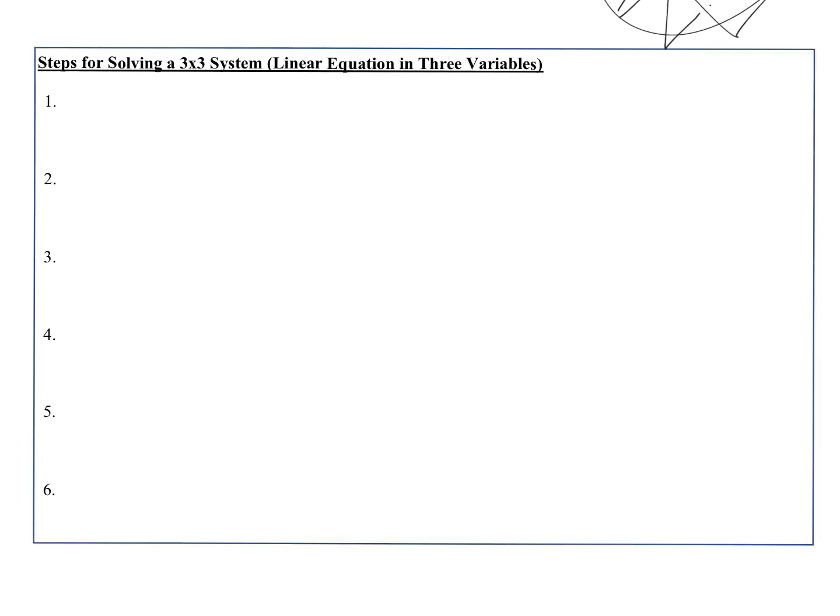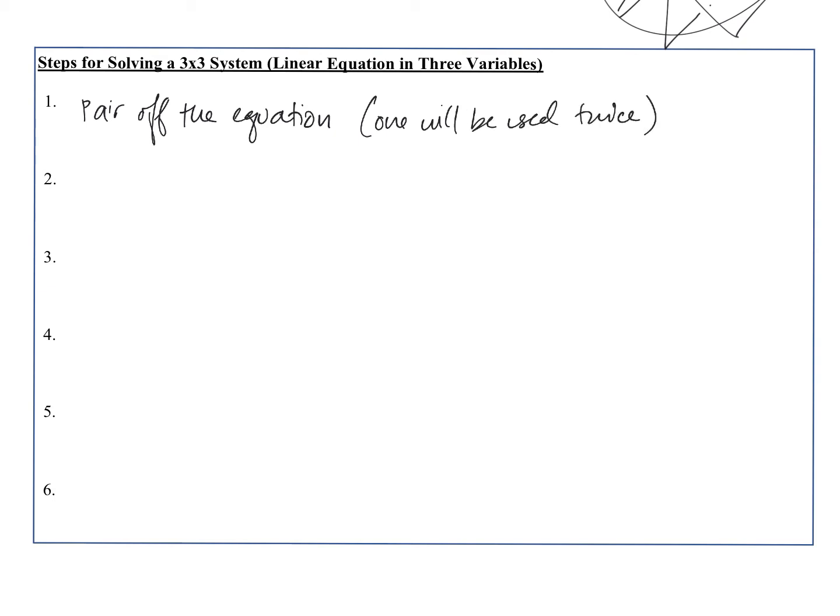So let's take a look at steps for solving a 3x3 system. So the first step we're going to do, and these steps differ from the book a little bit. These are the steps that I use. So first thing is you're going to pair off the equations. But since there are 3 equations, you don't have even pairing, which means one will be used twice. And that is usually the simpler equation. Second thing we're going to do is we're going to choose to eliminate the same variable from each pair.